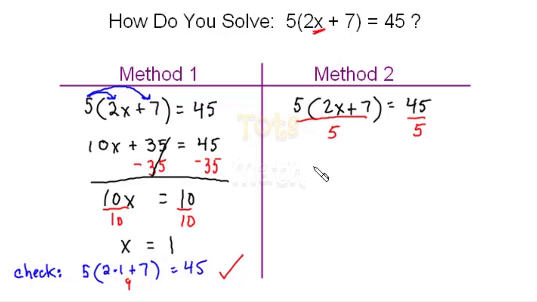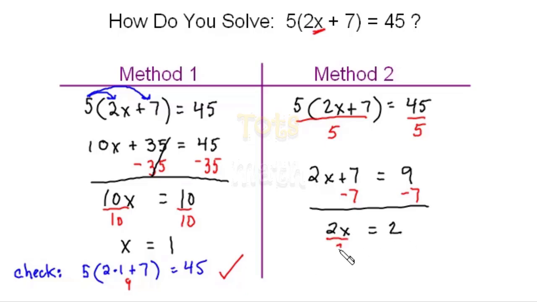5 times some quantity divided by 5 just gives us the quantity. So we're left with 2x plus 7. And 45 divided by 5 equals 9. Now I can subtract 7 from each side of the equation. And that gives us 2x equals 2. And now I'll divide each side of the equation by 2, and we end up with x equals 1. And that's what we got using the first method.